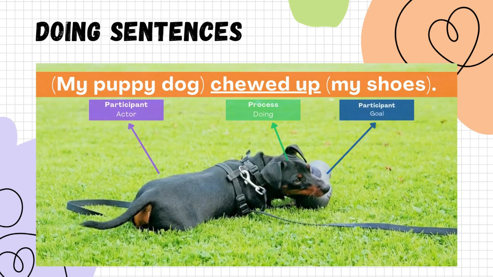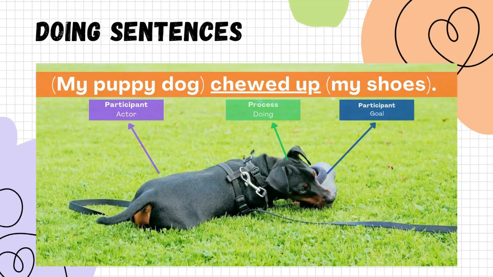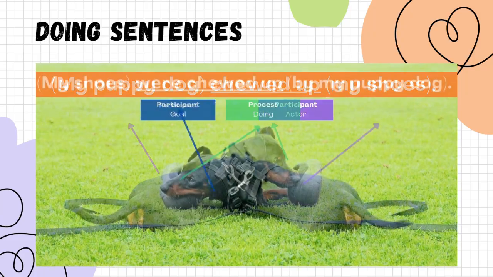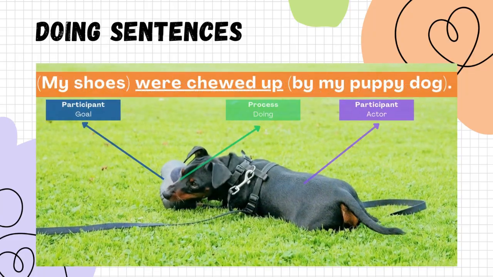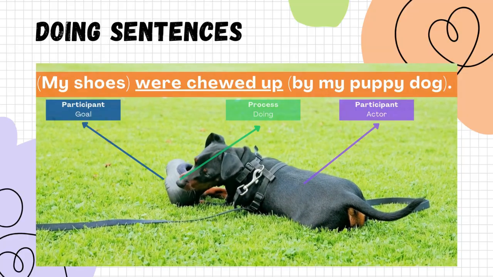It's important to note that the goal can come first when we use a passive clause. So, my puppy dog chewed up my shoes can be flipped to become my shoes were chewed up by my puppy dog. Even though the order has changed, the function of each participant is still the same.